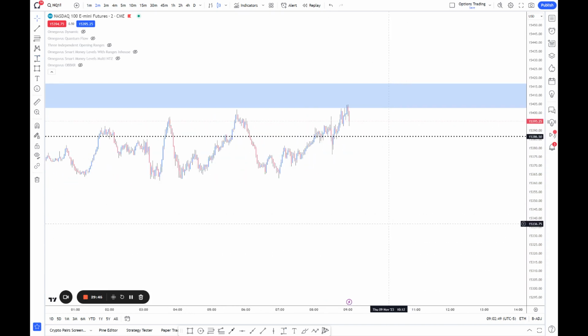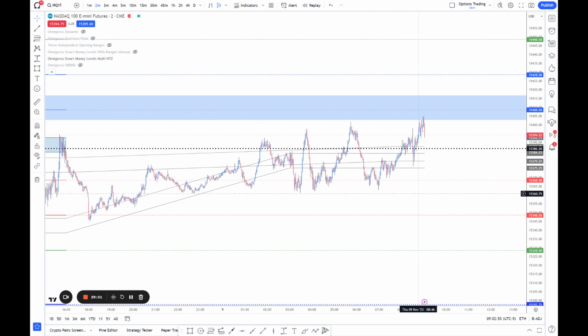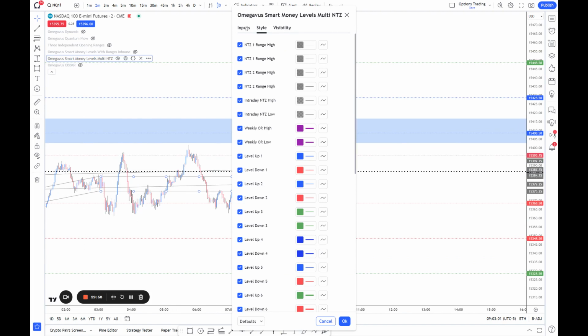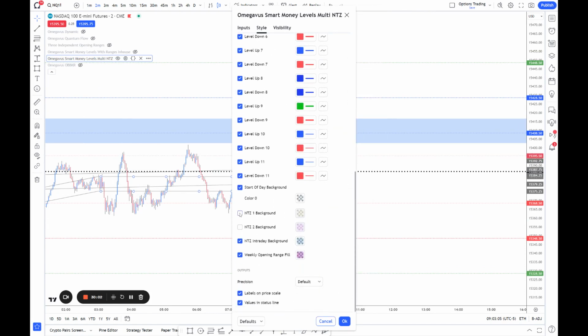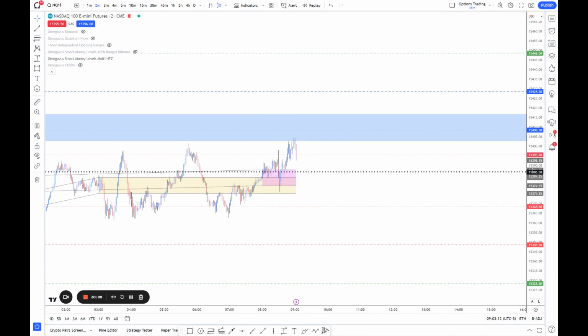Okay, that's all there is to it. And I will be introducing you guys to the smart money levels soon. Just to give you some context, I'm going to enable the zones for the 8:30 and 3 o'clock. I'm going to go to style and just turn them on. And now I have an idea what the important layer of those zones is.